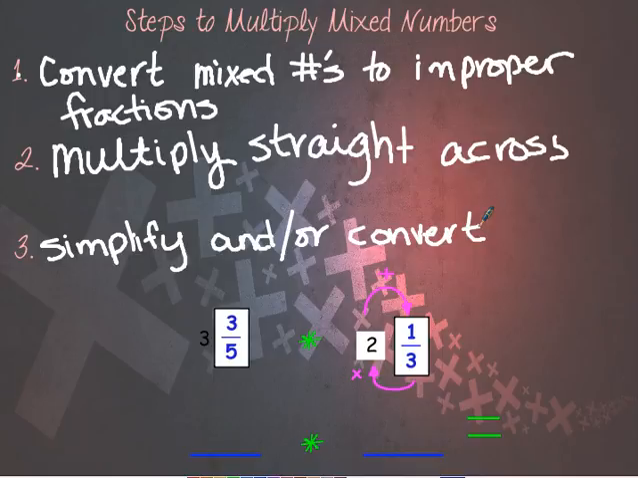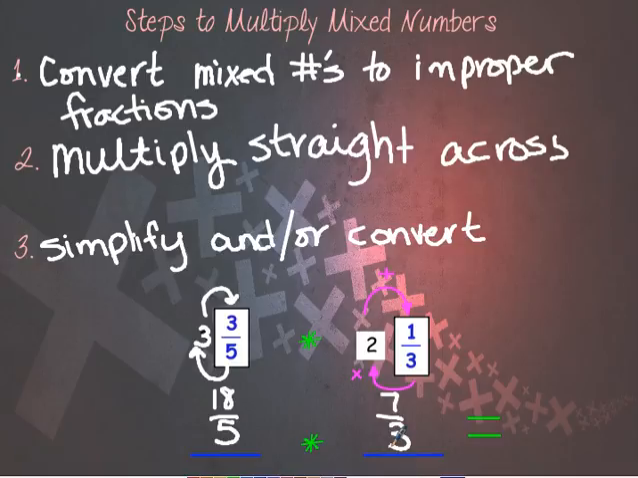So as an example, I have 3 and 3/5, and so that means I have 3 groups of 5, which is 15, plus an extra 3, which is 18, so I have 18/5. And I'm going to multiply that by, I have 2 groups of 3, which is 6, plus an extra one, which is 7.